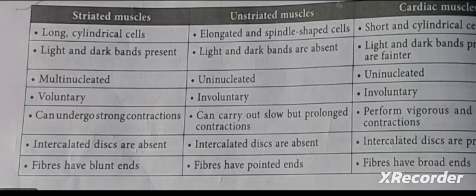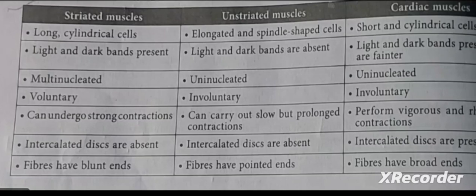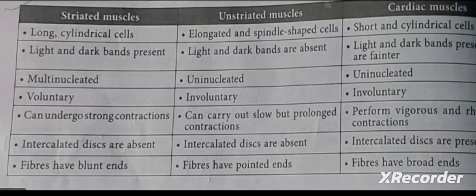Study about the difference between the striated muscles, unstriated muscles, and the cardiac muscle. So let's start. First, we will see the shape of the cell. In the case of striated muscle, the shape of the cell is long, cylindrical cells. Whereas in the case of unstriated muscles, the cell is elongated and spindle shaped. Whereas in the case of cardiac muscle, the cells are short and cylindrical.